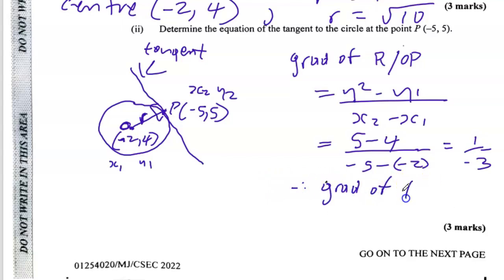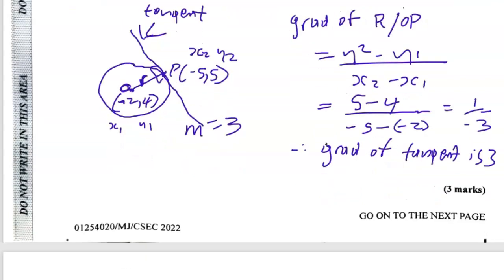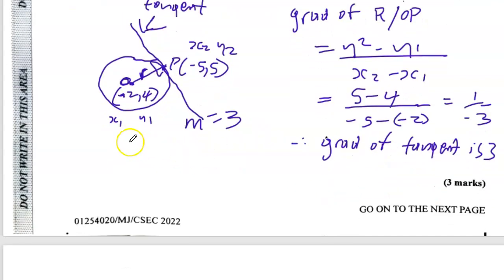So therefore, the gradient of the tangent would be the negative reciprocal. Remember, since the tangent and the radius are at right angles to each other, they are perpendicular, so the product of the gradients should give us negative 1. So 3 times negative 1/3 is negative 1. So for this tangent, the gradient m is equal to 3, the negative reciprocal of the radius's gradient. So we can get the equation for the tangent now.